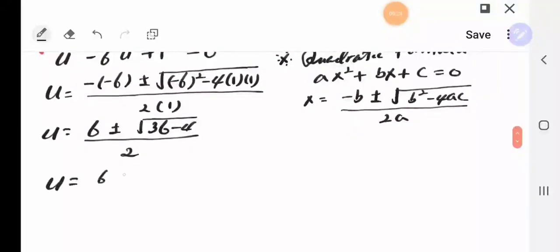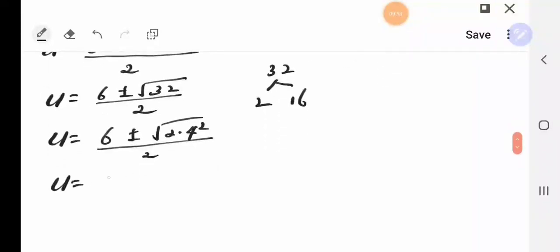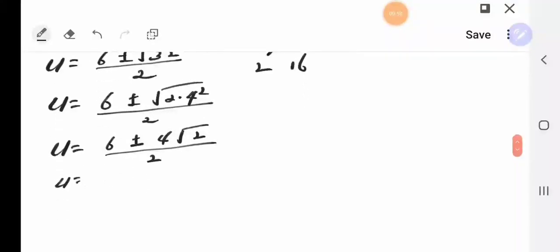So u equals 6 plus or minus the square root of 32 over 2. And 32 is 2 times 16, so 16 is 4 squared. So u is 6 plus or minus 4 square root of 2, divided by 2. Then if you divide both the numerator and denominator by 2, we can cancel out 2.